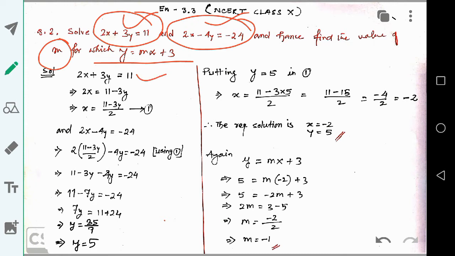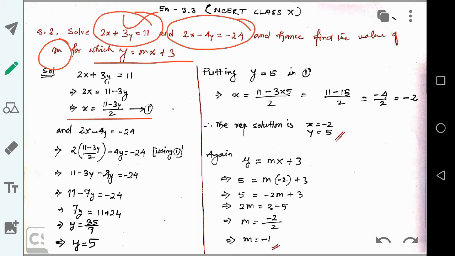I have written these two equations, and let me simplify this first equation and express it as a value of x. This is x = (11 - 3y)/2. Let us consider this as equation number 1. Now you see how I have done this one. First transfer this 3y to the other side, which becomes minus 3y. Then this 2 comes down. So it's a very simple simplification. I hope you have understood this.